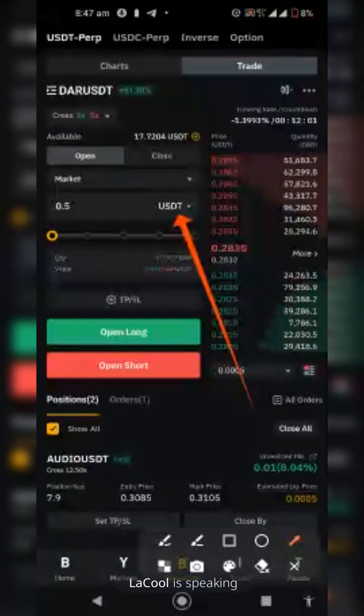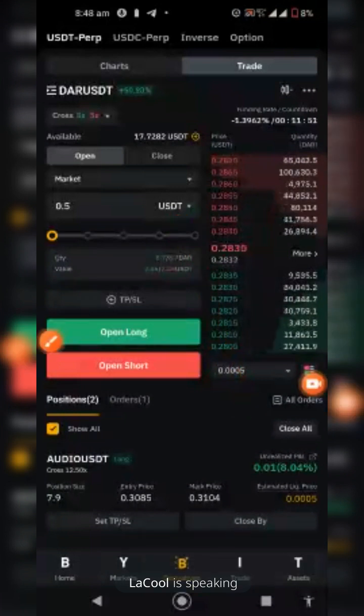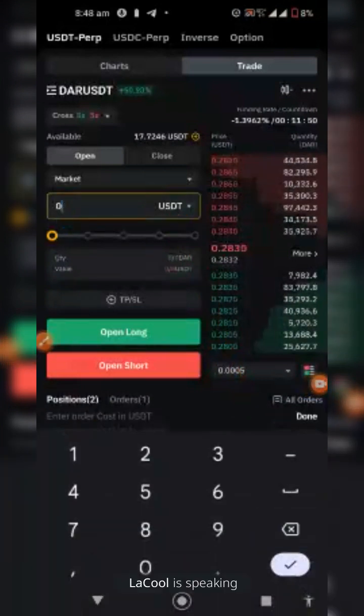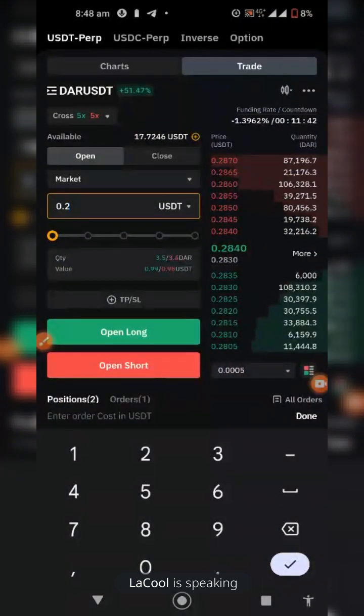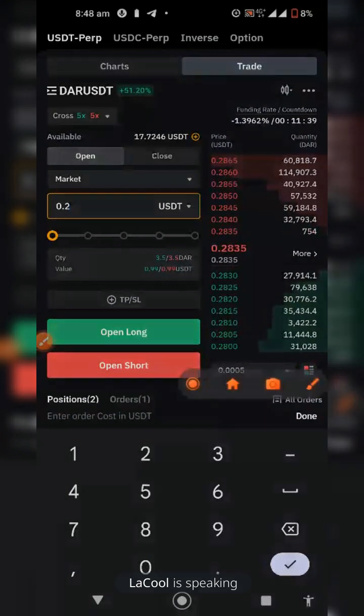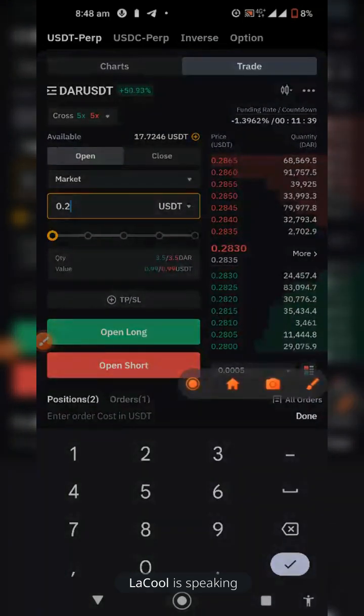Now, this order by cost is going to determine the quantity, the amount you are going to use from your capital. Like now, you are asked to use 0.2. This is where you input that 0.2. I hope you are seeing it. When you input this 0.2, it's going to show you the value of that 0.2 here.